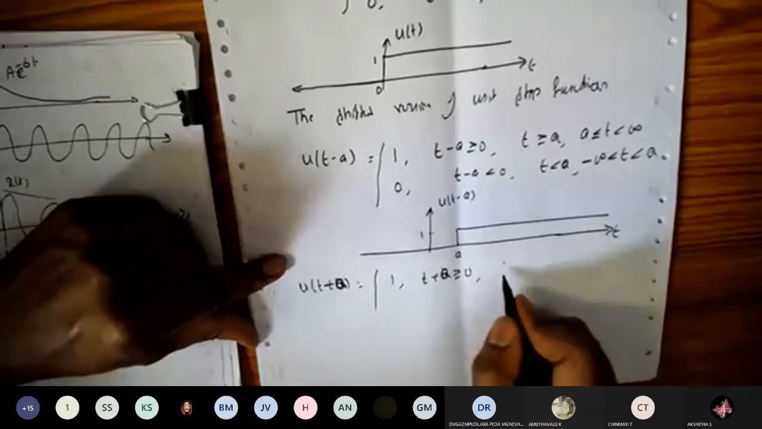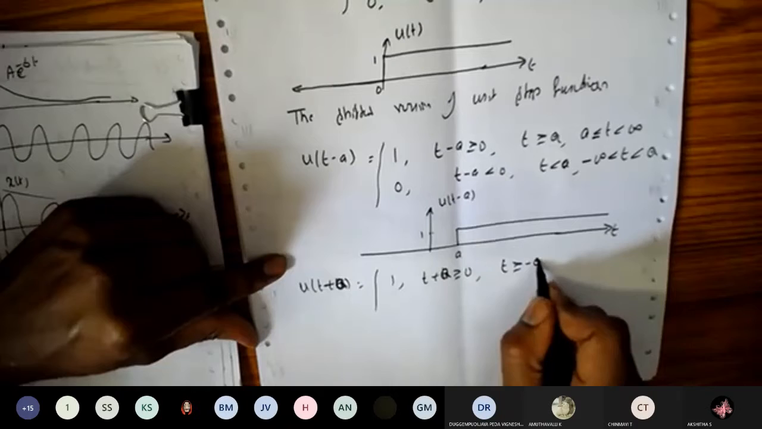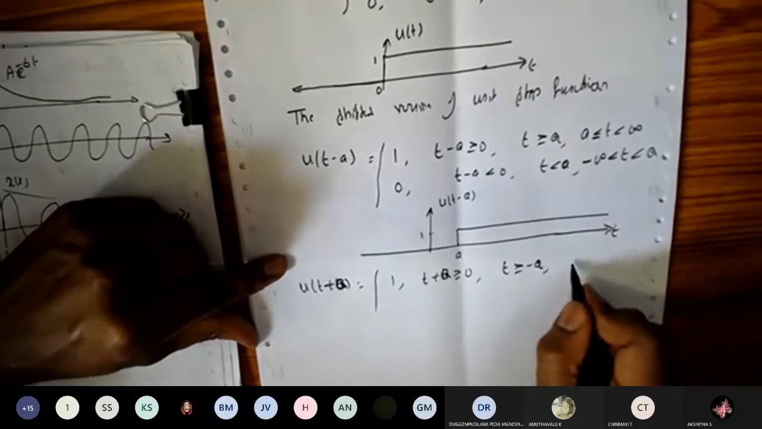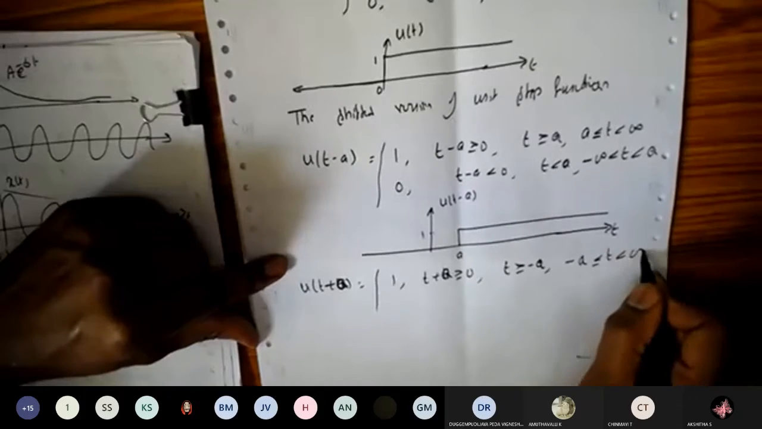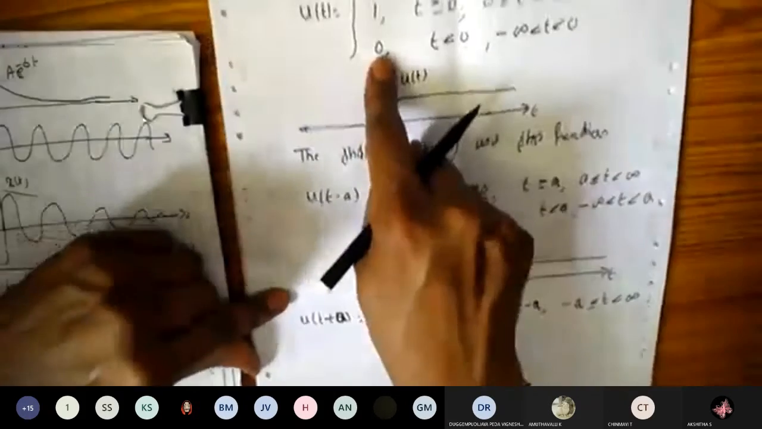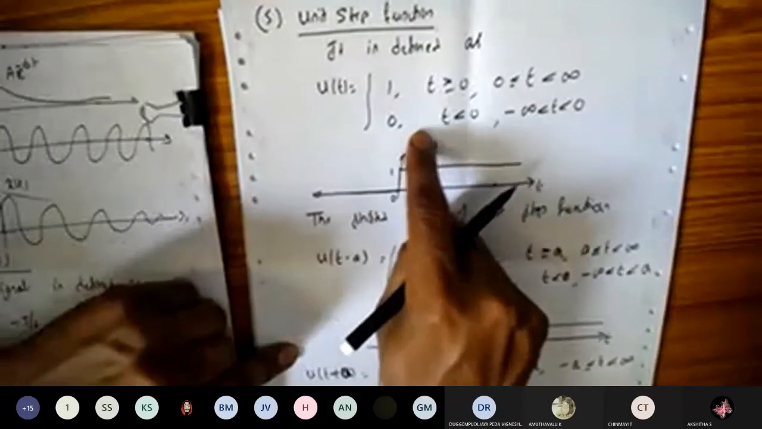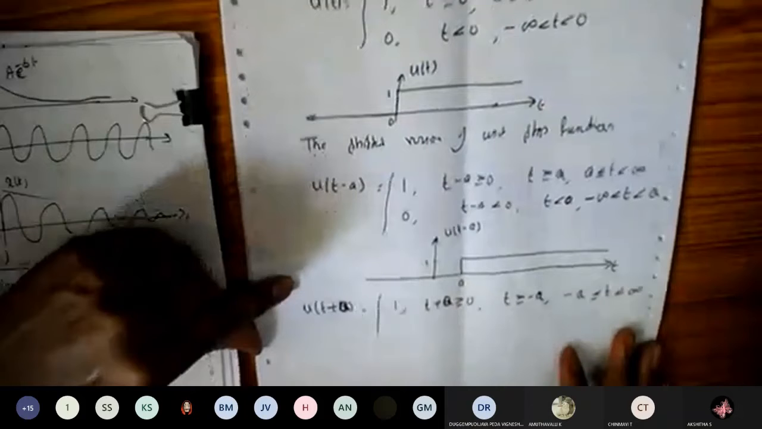So for t plus a is greater than or equal to 0, or t, if you send a that side, is greater than or equal to minus a, or we can say minus a is less than or equal to t is less than infinity, it is having the value 1 as per the first condition. As per this first condition, we can define it like this. Okay. So what are the things inside the braces should be greater than or equal to 0? Just equate here.